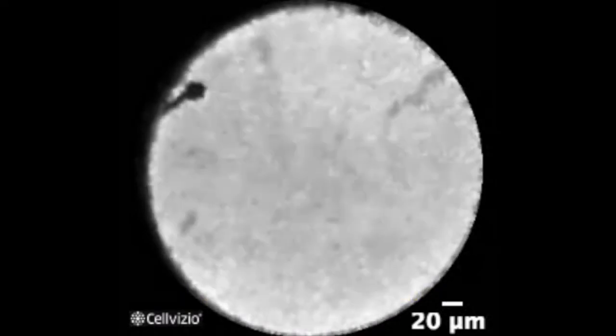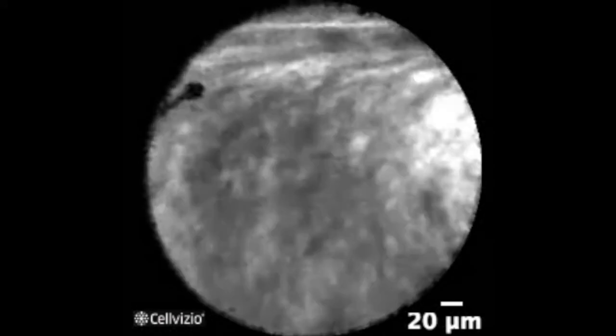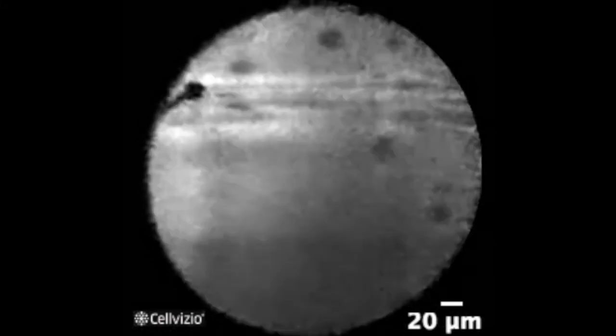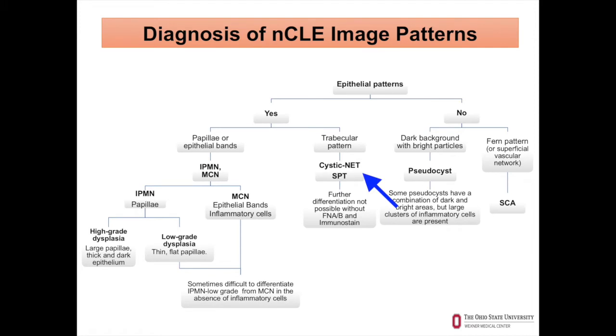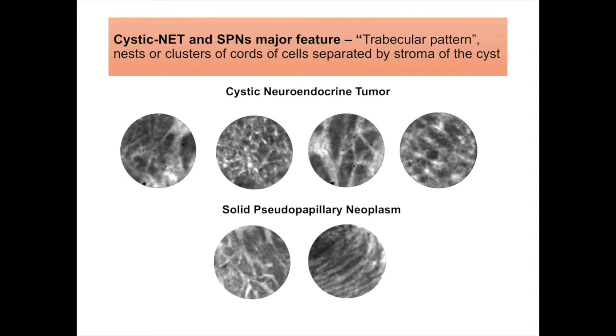Again, more examples of epithelial bands seen in cystic neoplasms. Coming up, we will review both cystic neuroendocrine tumors and pseudopapillary neoplasms. Both these cyst types demonstrate the trabecular pattern. We cannot differentiate between these two cyst types just by endomicroscopy. Both demonstrate a trabecular pattern, which is nests or clusters or cords of cells which are separated by the stroma of the cyst.